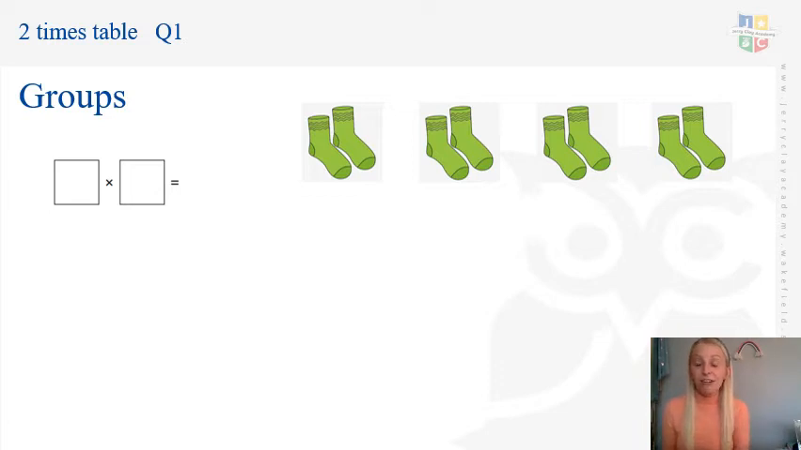Brilliant. Okay, if you've got your resources, can you set them out into pairs, which is groups of 2, just like my socks. So I've got 2, 2, 2 and 2. Now in my number sentence I've got my multiply sign. Remember, this means groups of, so while I'm working in groups today, every time I see it I'm going to say groups. So I'm going to put them into groups and count them.